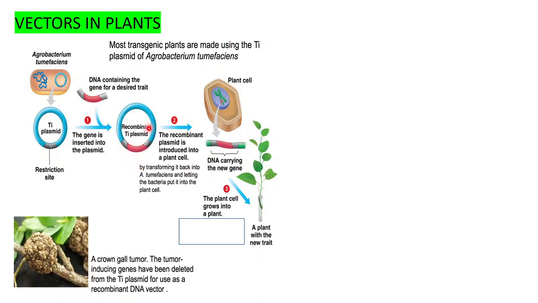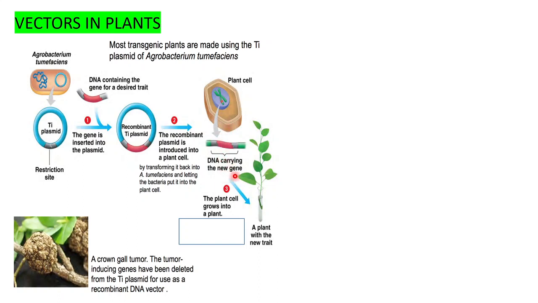Then after producing it, this recombinant plasmid is introduced into a plant cell. To introduce it into the plant cell, it is again placed back into the Agrobacterium, because only the plasmid cannot enter into the plant cell. We have to make it enter the plant cell through the bacteria. So this plasmid is again inserted into the Agrobacterium by transformation, and then the Agrobacterium is let to attack the plant. We place it in the plant cell, letting the bacteria put it into the plant cell.